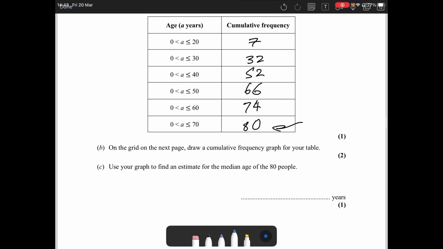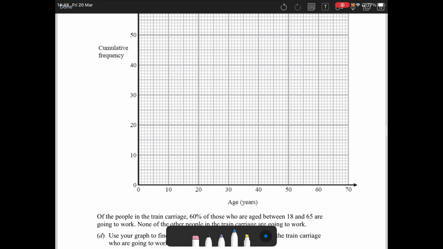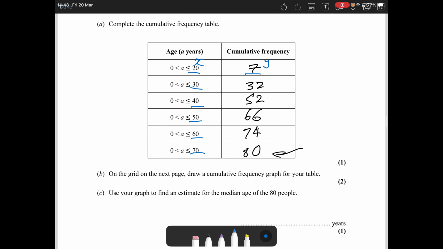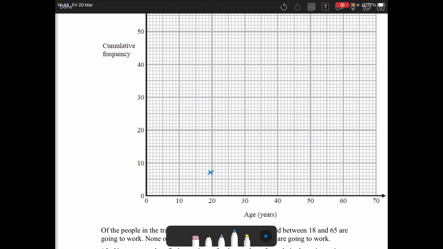So remember, with a cumulative frequency graph, these are all your x coordinates, and these are all your y coordinates, right? So these are all my x's, these are all my y's. The first coordinate I'll plot is 20 with the number 7. So 20 on the x, 7 on the y. Be accurate, 20 and 7. Followed by 30 and 32. 30, 32 is up here.